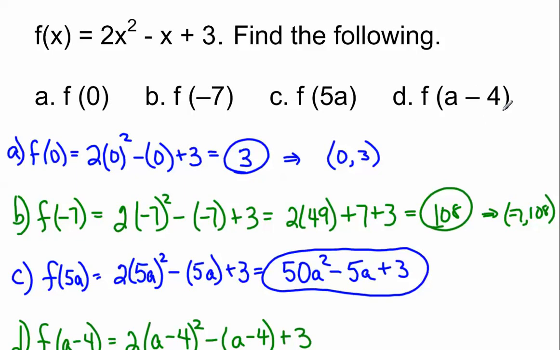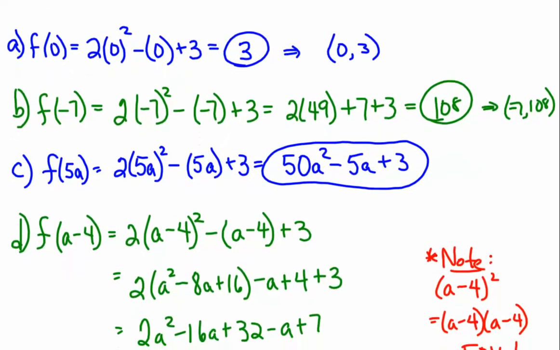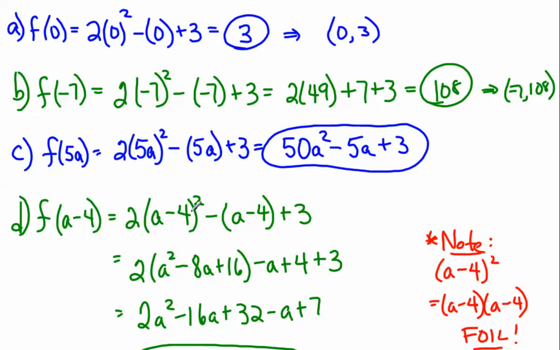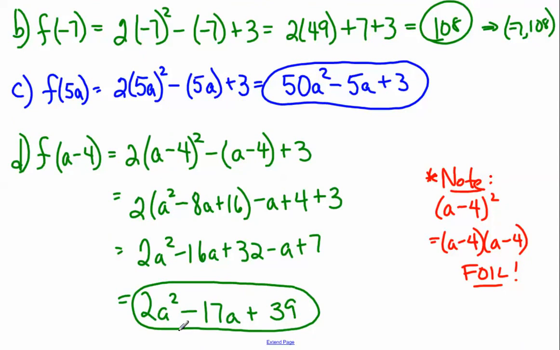And then this last one, f of a minus 4. Same thing. Erase the x's that are there and put in the entire expression a minus 4. So 2 times the expression a minus 4 gets squared, minus the expression a minus 4, and then plus 3. Okay, now I've got a note here on the side that when you have a plus or minus inside that parenthesis and you're squaring it, that means you're going to write it out twice and FOIL it. Okay, it's multiplying it by itself. So that's how we get this a squared minus 8a plus 16. That's where the middle term comes from. Then you distribute your 2, and we're going to have to collect some like terms, and here at the very end, we get 2a squared minus 17a plus 39.